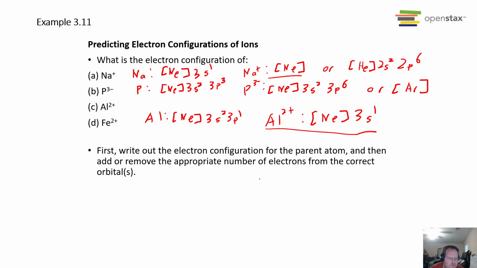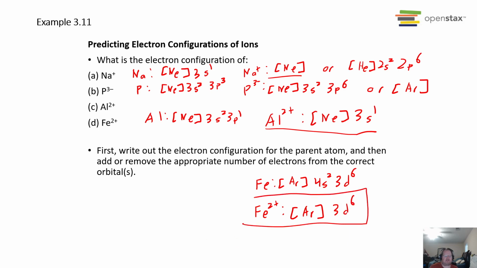Second, we have iron, 2+. So we'll start with iron itself. So iron is argon 4s2, and then 1, 2, 3, 4, 5, 6 d electrons. So 3d6. If you were to form a 2+ ion, you would remove the s electrons first. That's what happens with our transition metals. And so you would have simply argon 3d6. This is the one that looks a little different, but that'll happen for all your transition metals. It will lose the s electrons first before losing d or f electrons. So you should be comfortable with writing electron configurations for ions as well.